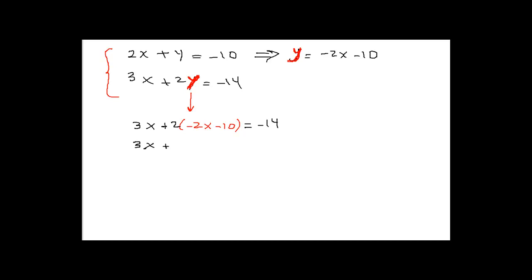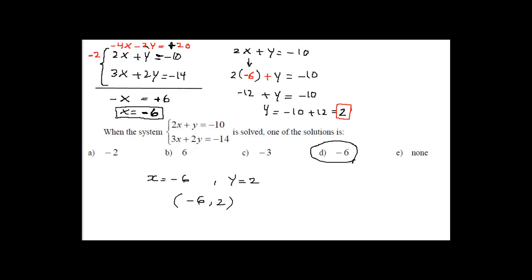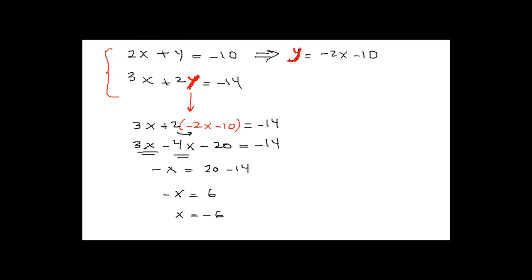Okay, here if I distribute, I would get minus 4x and minus 20. So here we get a negative x is equal to, if I add 20 to both sides of the equation, 20 minus 14, that gives me plus 6. So x must be equal to negative 6. As we found here, x equal to negative 6. So this would be a substitution method instead of addition method.